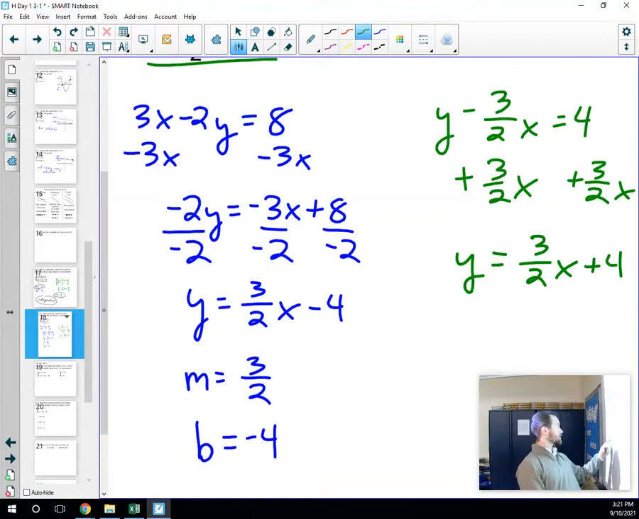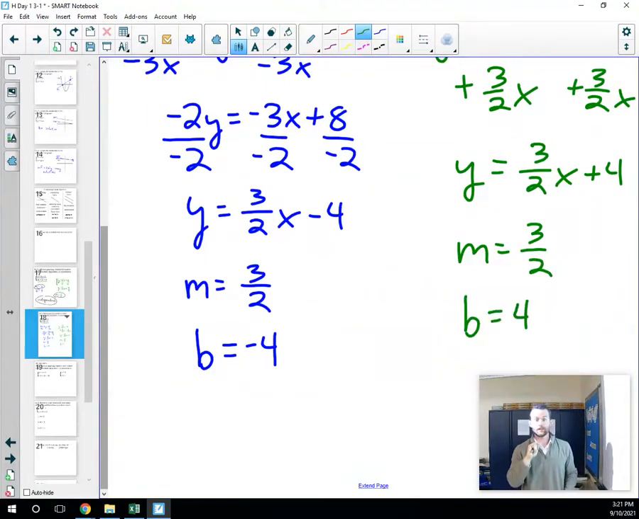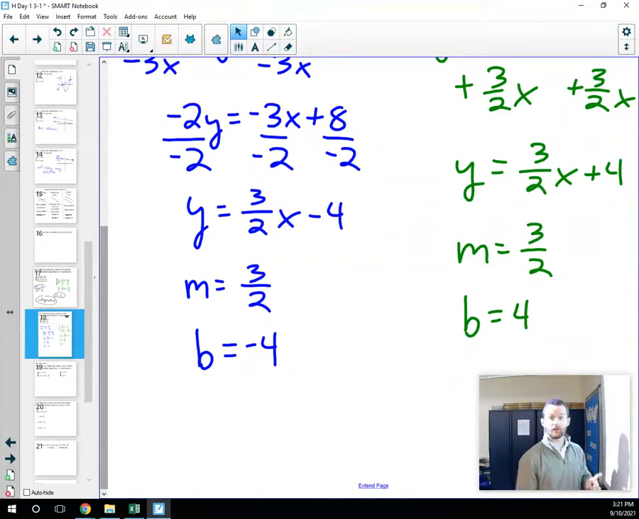Now we're going to look at our slope and our y-intercept. The slope is 3 over 2. Y-intercept is 4. Now let's compare. All right, the slopes were the same. I forgot to check that if they were different. So the slopes are the same, which means it's either parallel or they're right on top of each other, coinciding. The y-intercepts are different though.